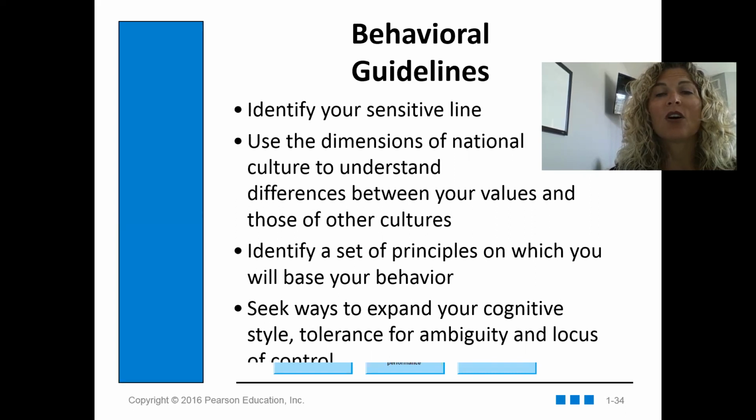recognizing that our cultural dimensions are different than other cultures, and understanding those differences and those similarities that we might have with others from other cultures. Identifying your principles, your values as a base of your behavior and your decision making can help lead to better decision making, especially when you're confronted with ethical and moral situations. Understanding how to expand your cognitive style, your tolerance for ambiguity in these unclear situations, and your locus of control. All right, looking to see where you fall right now and how can I expand that.